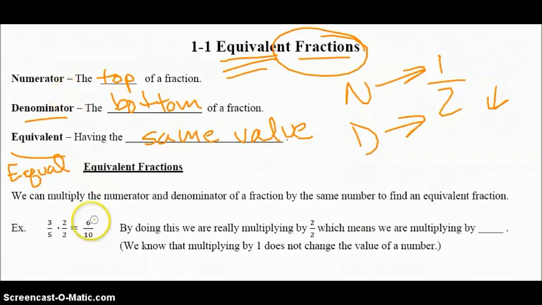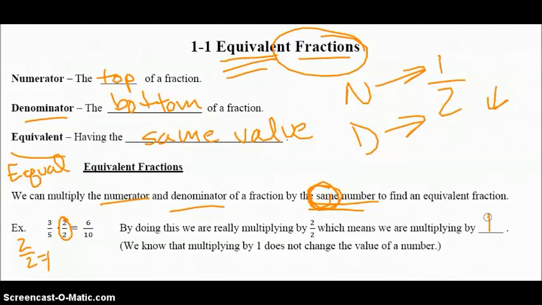To find an equivalent fraction, we can multiply the numerator and the denominator of a fraction by the same number. Remember that word same, the same value. So these are merely multiples of each other. Look at 3/5 times 2 over 2. What does 2 over 2 simplify to? If you plug it into your calculator, 2 divided by 2 equals 1, which means we are multiplying by the number 1. And what's so special about multiplying by 1? It doesn't change the value of the number, it just changes what multiple we're looking at.